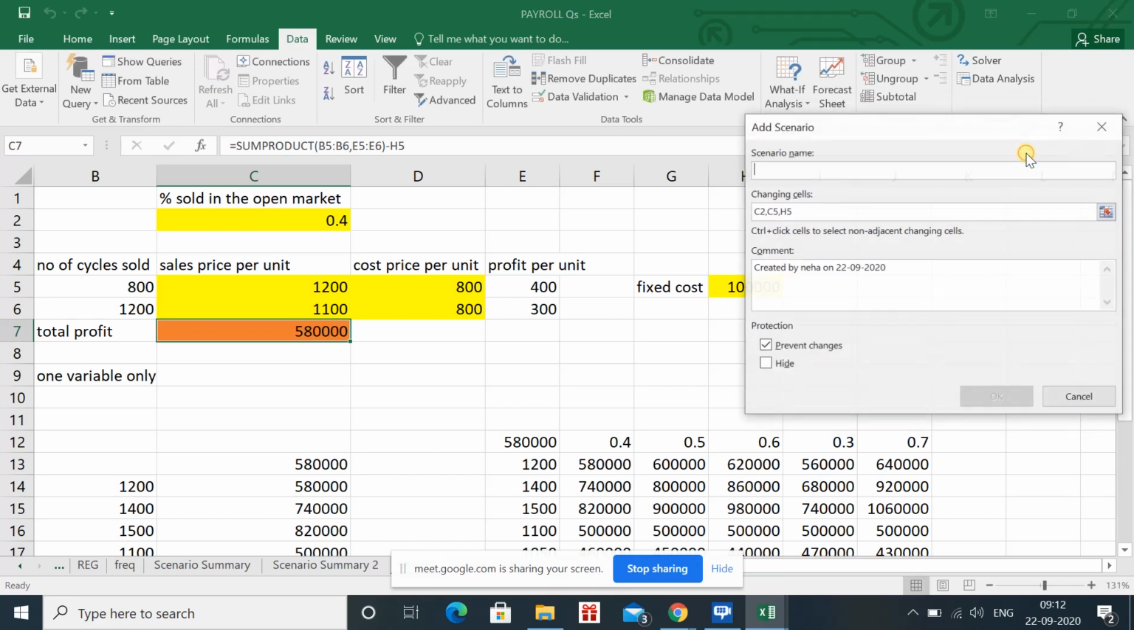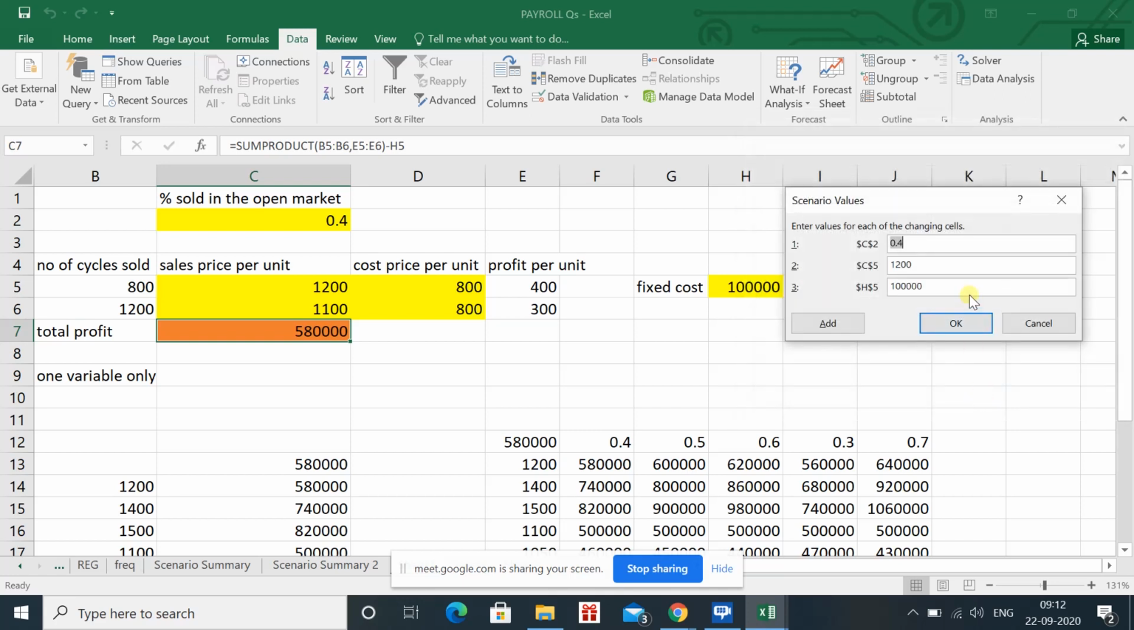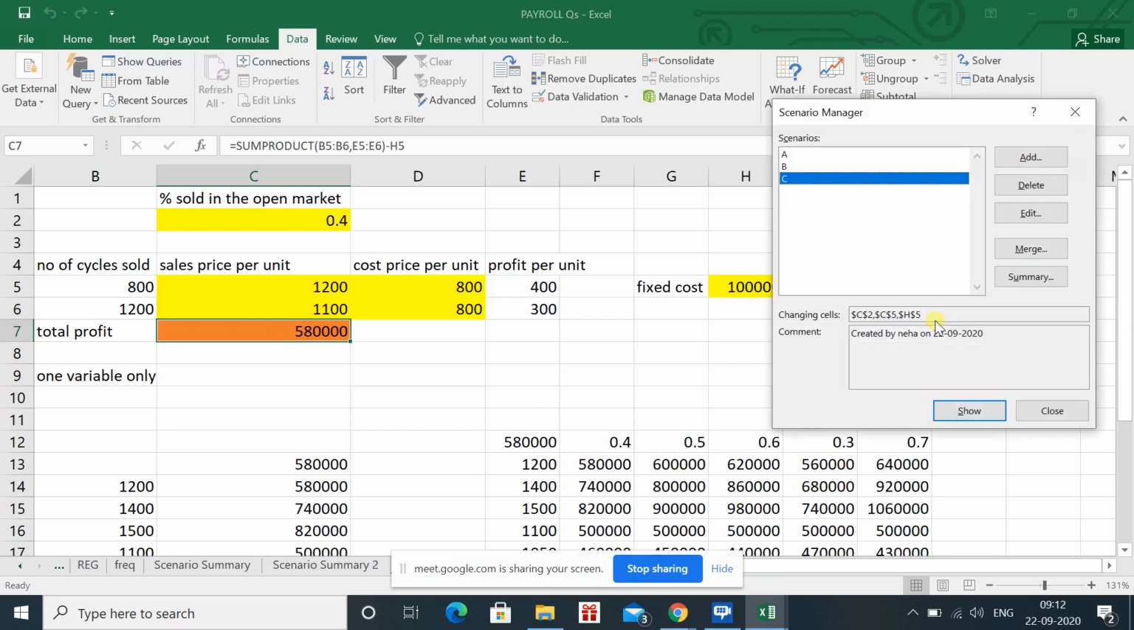Then in a similar way we will create the other scenario. The name of the scenario is C. Changing cells will remain the same. Press OK. Here I want to change some values. So what values do you want to keep here? 70%. Price I want to keep at 150%. And the fixed cost I want to keep as 1,25,000. Then press OK. This is the third scenario.